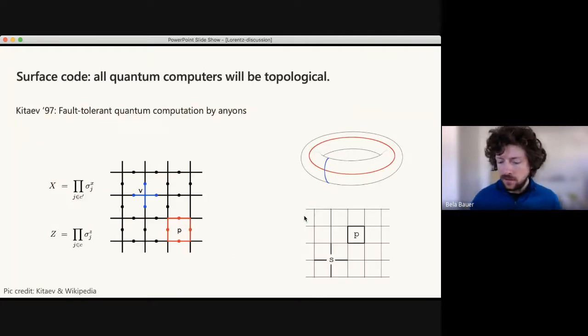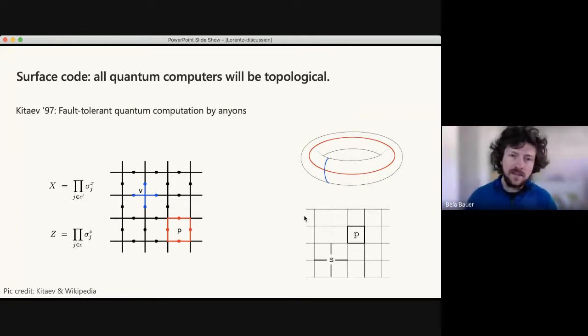Now, there's a lot of different codes that people are considering, but there's maybe one that stands out as likely the most practical code, and that's the surface code. So I put the slightly tongue-in-cheek title here that all quantum computers will be topological in the end. You can choose to use topological qubits like we do at Microsoft, or you can choose to do different ones. But in the end, most really scalable and practical error correction schemes use topology somewhere in there. And in particular, this idea due to Kitaev in the late 90s is to do fault-tolerant quantum computation by anyons, as the title of the paper says.